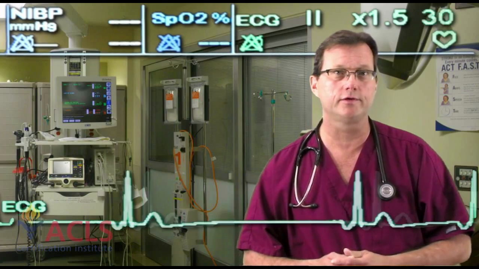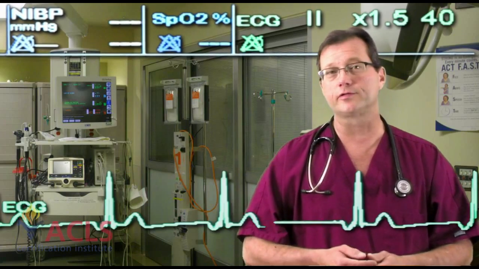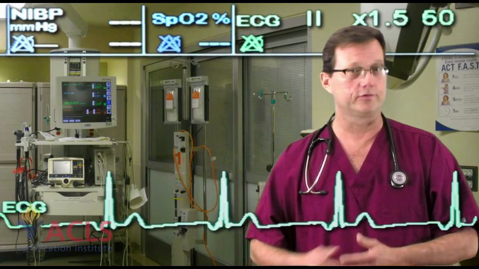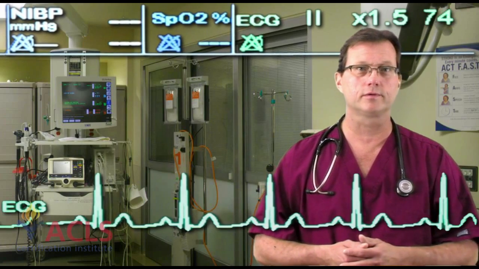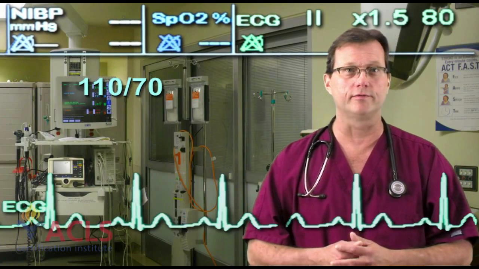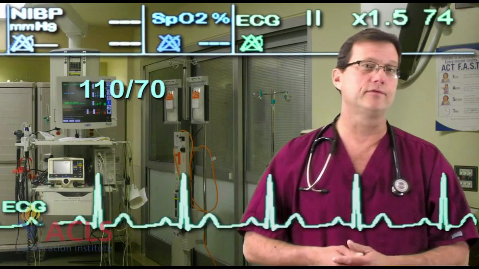Anytime you have a rhythm change, check a pulse. In this case, we have a pulse. He has a regular, narrow complex pulse that we see. We check his blood pressure. Blood pressure is 110/70. We now have an advanced airway in.